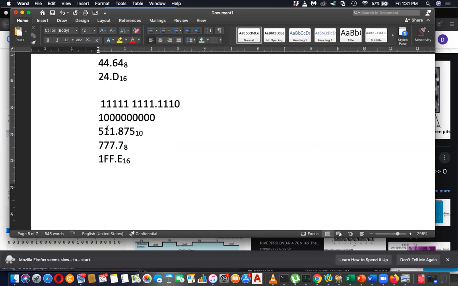Why are we not using decimals? Decimals are also short, no? Why are we not using decimals inside the computer?